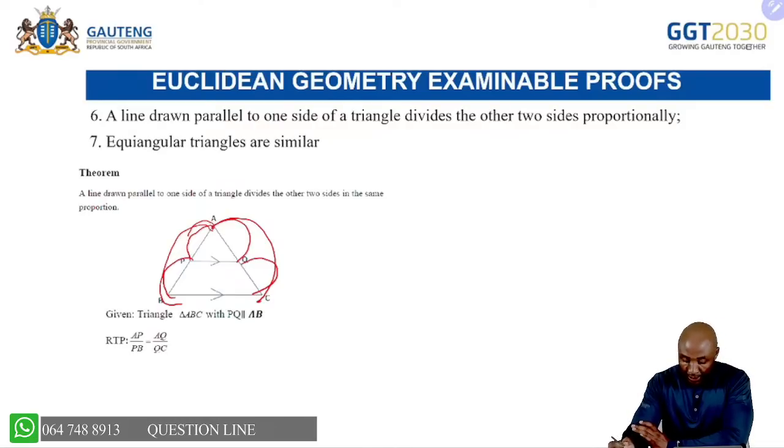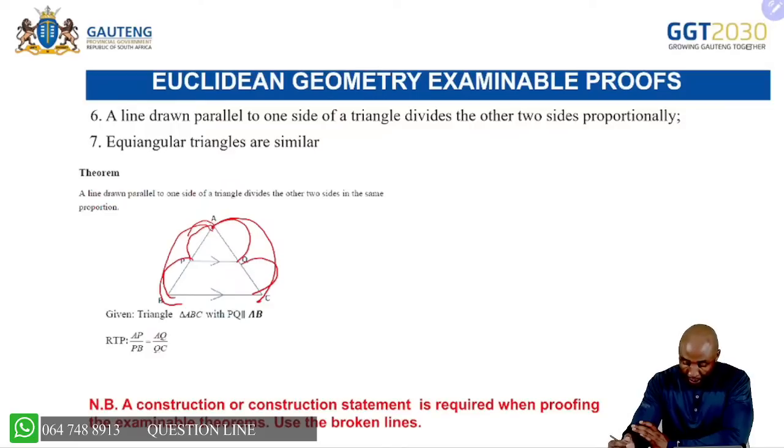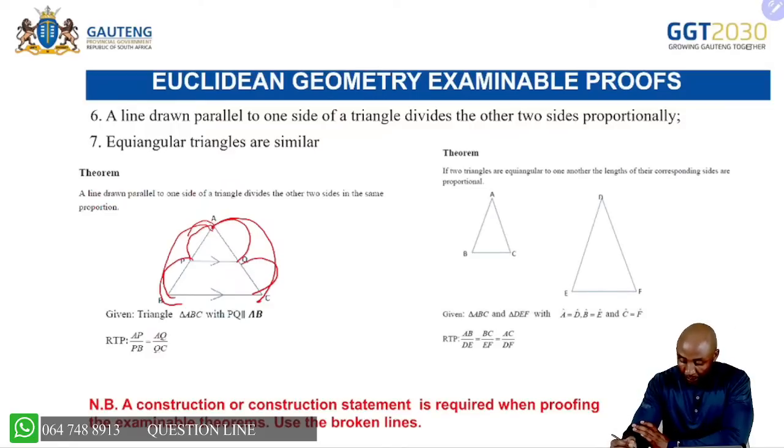Equiangular triangles are similar. You are able to see that you'll be given two triangles that are having different sizes, but you are given information about their angles. You should be able to do your constructions, and you are able to prove whatever the question is requiring you to prove.